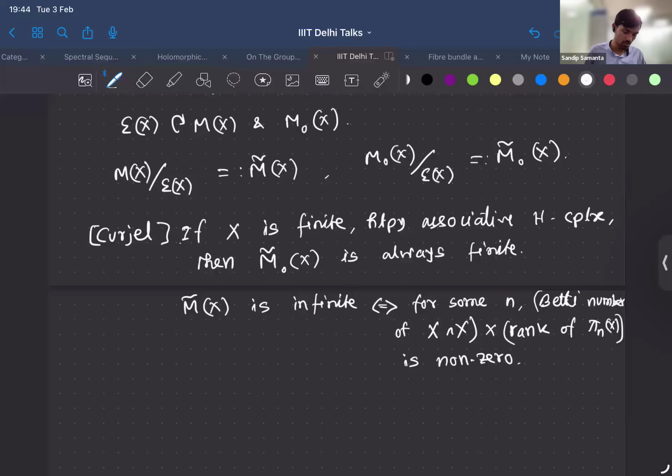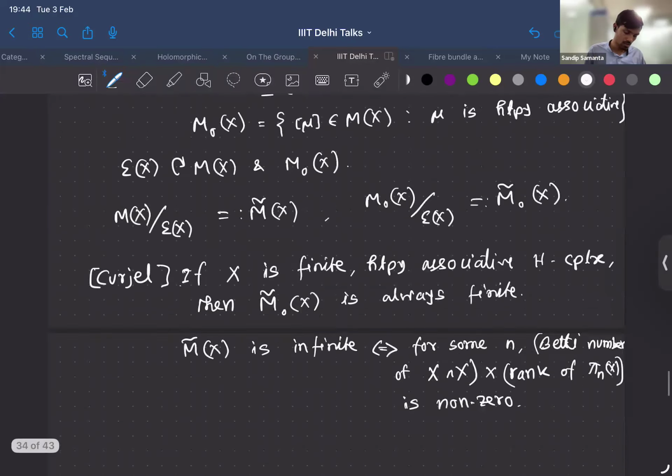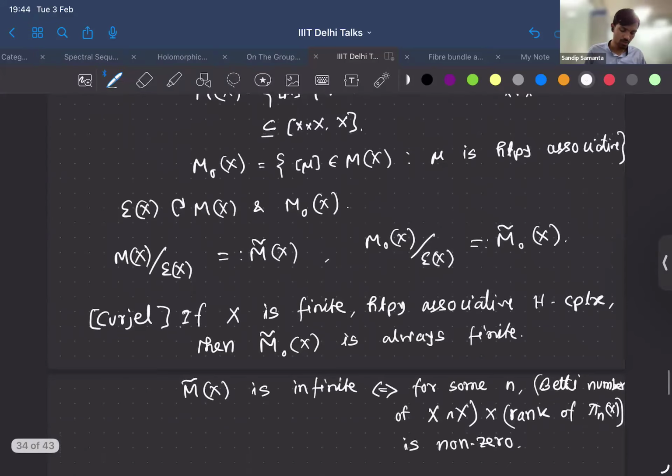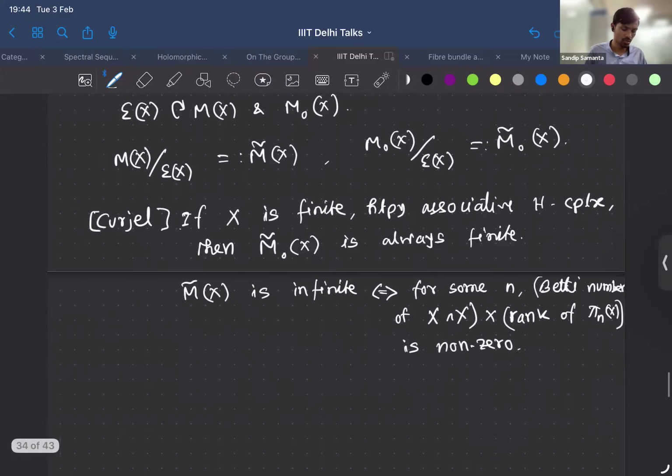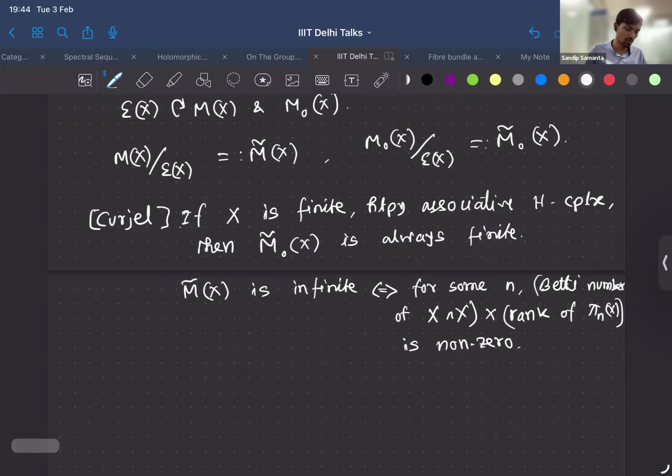If such happens, this characterizes, not fully characterizes, but at least says when the number of homotopy associative multiplications is finite or infinite for a space. In this case, it's saying when it's infinite. In the first case, it's saying that it's always finite, for finite CW complexes admitting this homotopy associative H-space structure.